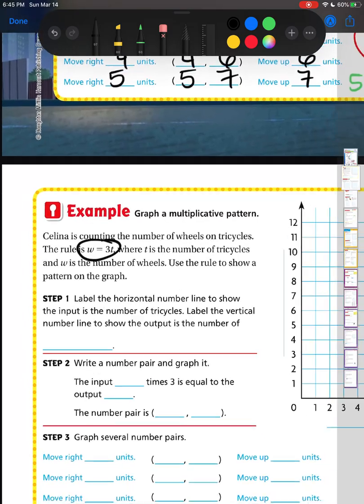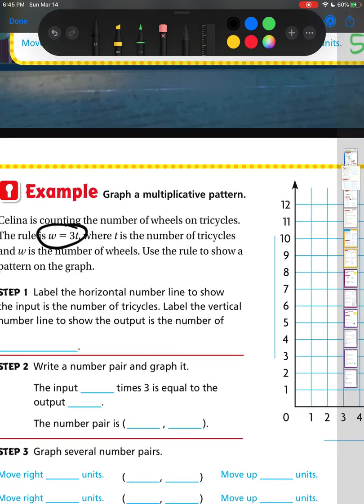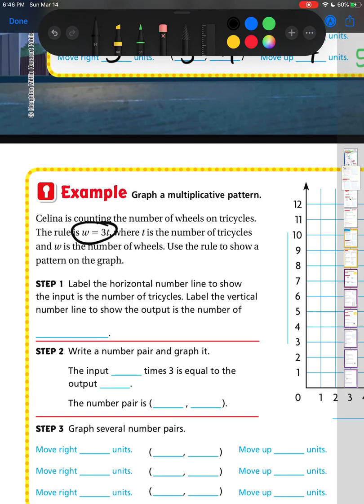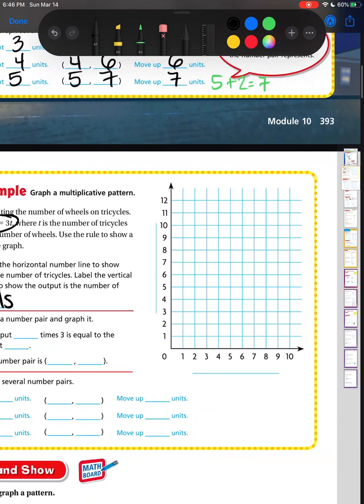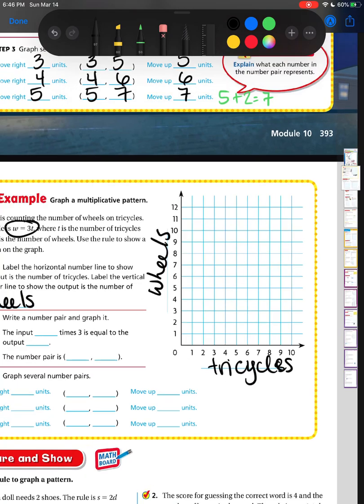All right, now we need to label our graph first with our input and output. Since T was in our problem, remember our rule is output is equal to input and then whatever's happening to it, right? So W would be our output. Our vertical line is the output, and that's going to show the number of wheels because that's what it's equal to. The T is tricycles, and that's going to be our input. So we would have tricycles be our input, and wheels would be our output.